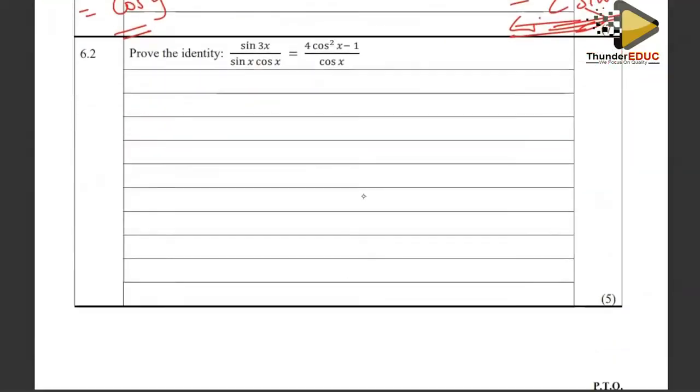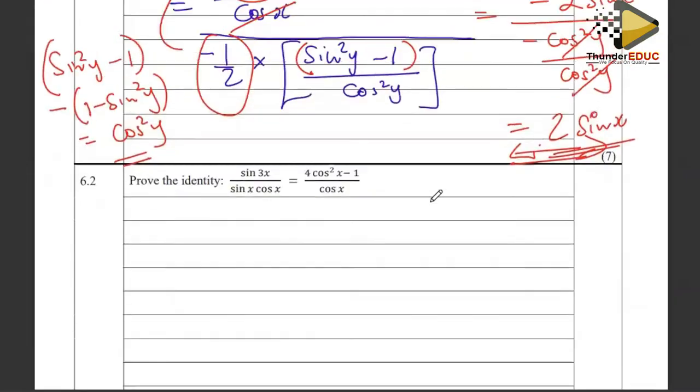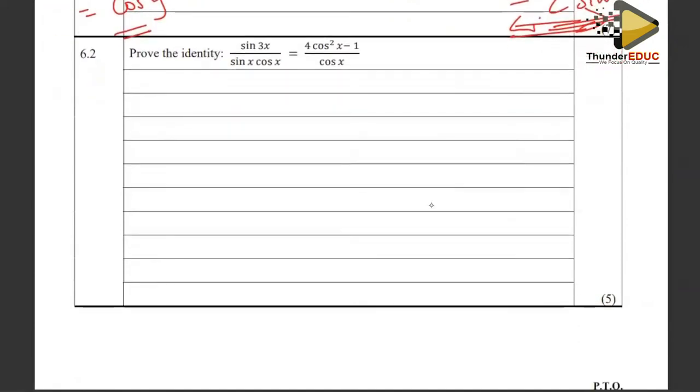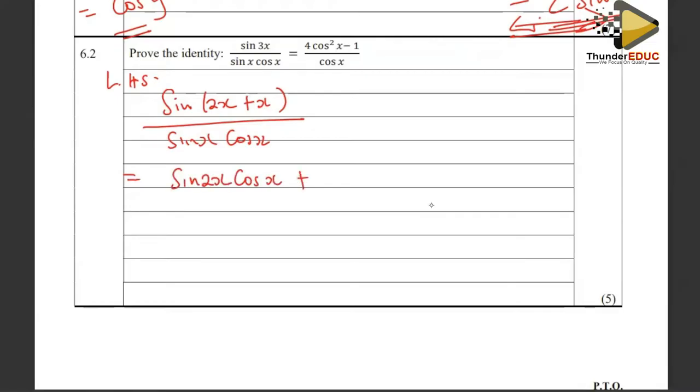All right, 6.2, prove this identity. Okay, prove the identity. We're being told that sine 3x over sine x cos x is equal to this. So let's start from the left-hand side because I have more elements there. So I know that sine 3x is going to be the sine of probably 2x plus x over sine x cos x. Let's expand the top using the compound angles. So it's going to be sine 2x cos x plus the sine x cos 2x. I'm dividing this by sine x cos x.